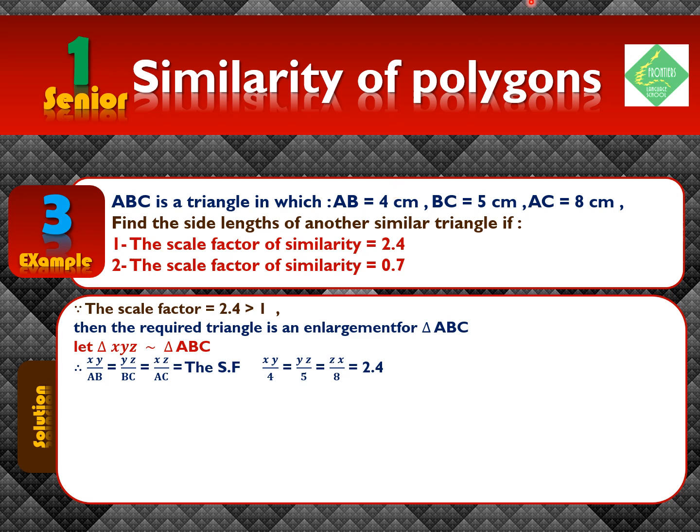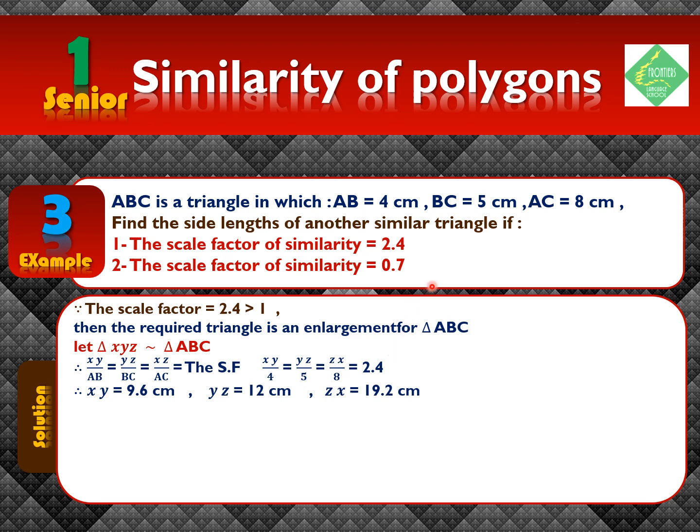Applying proportionality, XY over AB, YZ over BC, XZ over AC equals the scale factor. You have the sides of the first triangle: XY over 4, the first side length, equals YZ over 5 equals ZX over 8 equals 2.4. Applying crisscross, you can get the three sides: XY equals 9.6 centimeter, YZ 12 centimeter and ZX equals 19.2 centimeter.